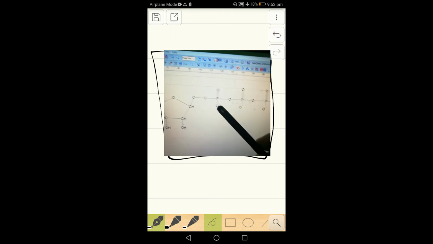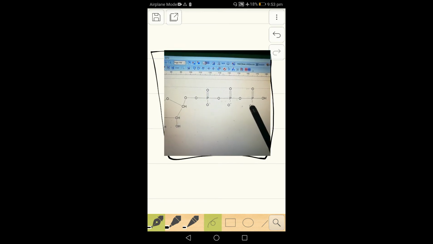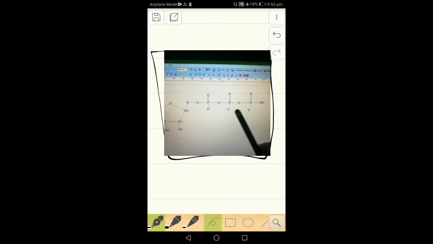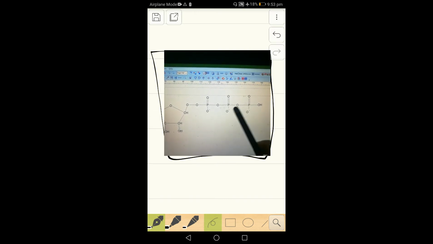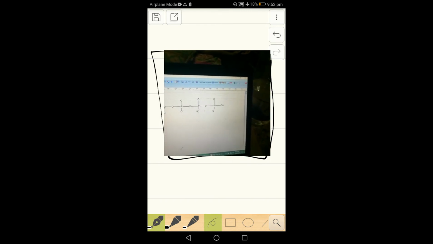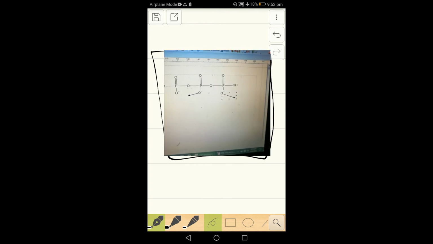Now look at the oxygen here. This oxygen has got a negative charge, this oxygen has got a negative charge, and this oxygen also has got a negative charge. So there is a repulsion between these two oxygen atoms, oxygen ions or oxide ions. When these two ions are repelling each other, this is being repelled to this side, this is being repelled to that side, so there is a repulsion force.